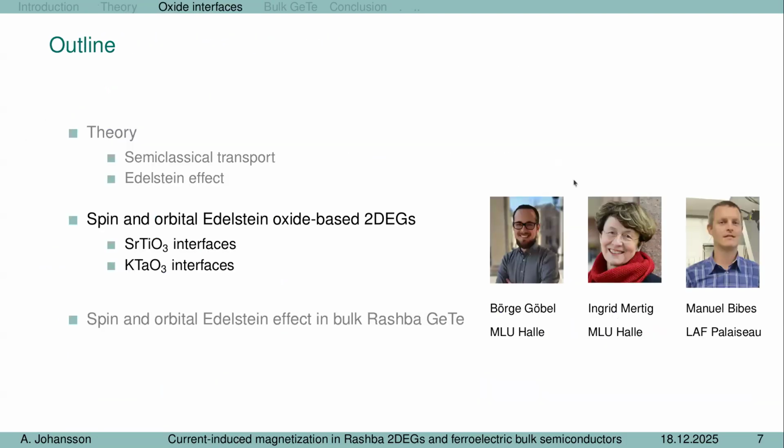Yeah, and after this general introduction about Rashba systems, I will move towards more realistic materials, and I will start with a material class which provides a realization of Rashba two-dimensional electron gases, namely oxide interfaces. And this is work which has been done together with Börge Göbel and Ingrid Mertig from Halle University, and with our experimental collaborators, the group of Manuel Bibes.